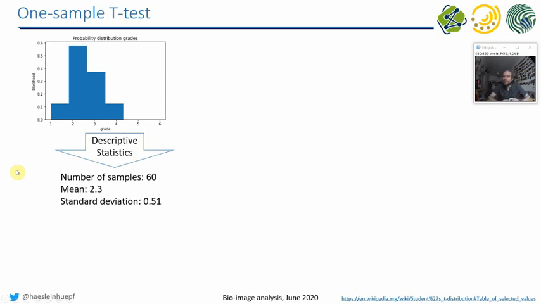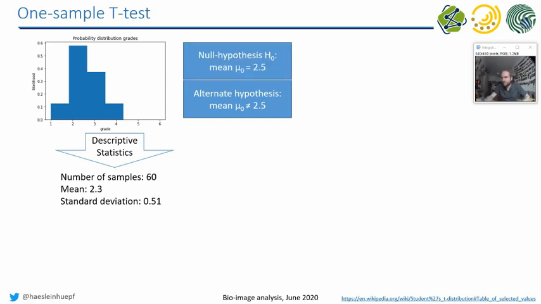First of all, we apply descriptive statistics to it. So we had 60 samples. The mean grade of them was 2.3. There was a standard deviation of 0.5. We have our alternative hypothesis: we think that the grades the students got this year are different from 2.5. That means our null hypothesis is that the mean grade of these students is 2.5. Furthermore, we have to define a so-called confidence level.